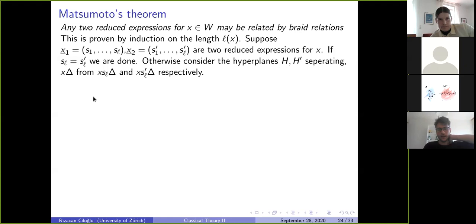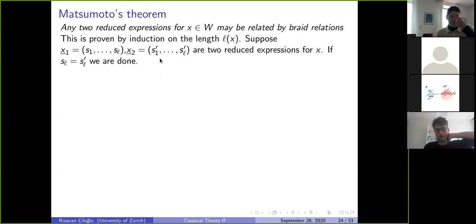So let's see. Take two reduced expressions for x, x underline one, x underline two. And if they end with the same element, we're done. Why? By induction, because you can just consider these expressions without the last one, and by induction they are related by braid relations, and then you can just put the element back there, so you get a braid relation relating x underline one to x underline two.